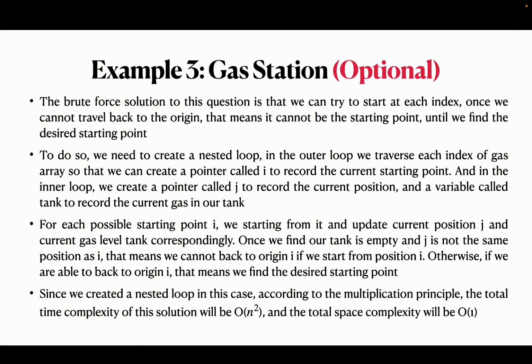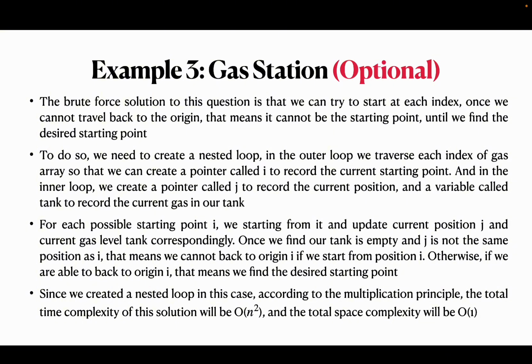The most straightforward solution will be the brute force solution. We can try to start at each index, and once we cannot travel back to the origin, that means it cannot be the candidate starting point. We try each possible candidate starting index until we find the desired starting point. To do so, we need to create a nested loop. In the outer loop, we traverse each index of the gas array to make that a candidate starting point.